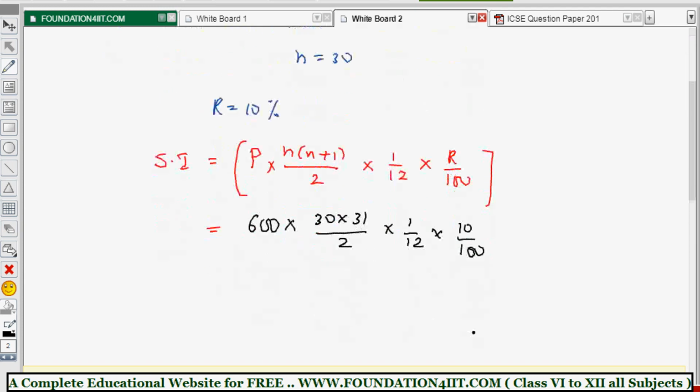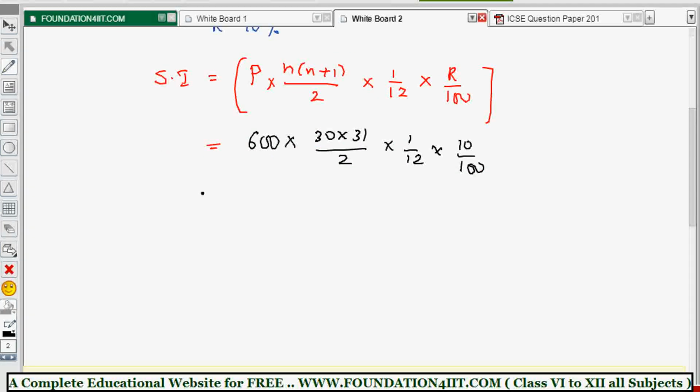Just simplify this and you will get the simple interest value. Cancellation is possible. You can do hundreds: 6 ones are 6, 2 sixes are 12. Again 6 ones are 6, 2 twos are 12. 2 ones are 2, 15. Again 2 ones are 2, 5 twos. So 15 into 31 into 5. Multiply completely and you get the simple interest, that is 2,325. Multiply the numbers, that is the simple interest amount.